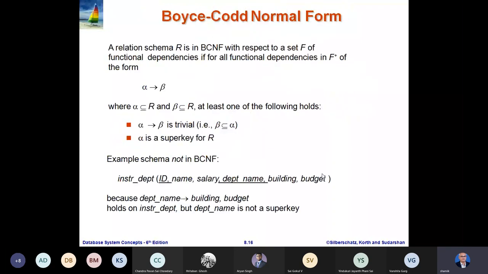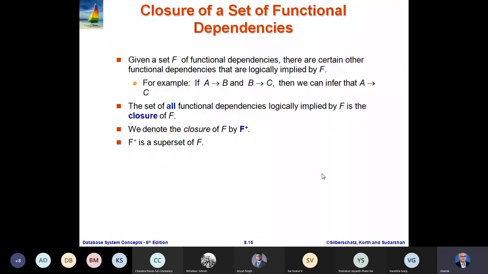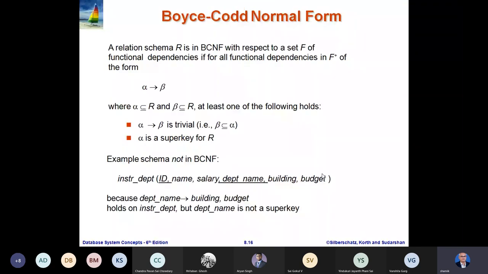Now, armed with these definitions, like trivial functional dependencies and what is meant by closure of a set of functional dependencies, we now formally define. If you remember, we said that there are certain normal forms which characterize the goodness of different relations or relation schema. So, relation schema R is in what is called Boyce-Codd normal form, BCNF, with respect to a set F of functional dependencies, if for all functional dependencies in F plus.